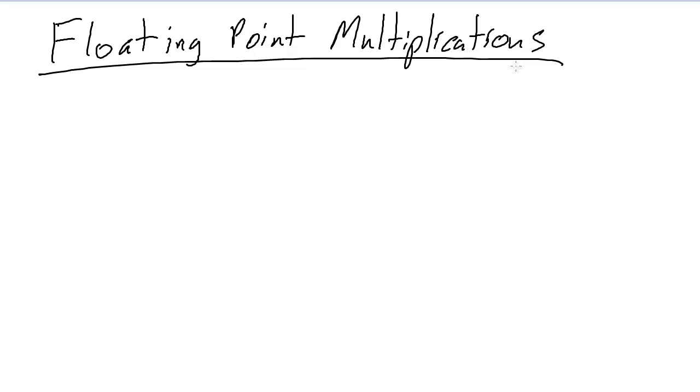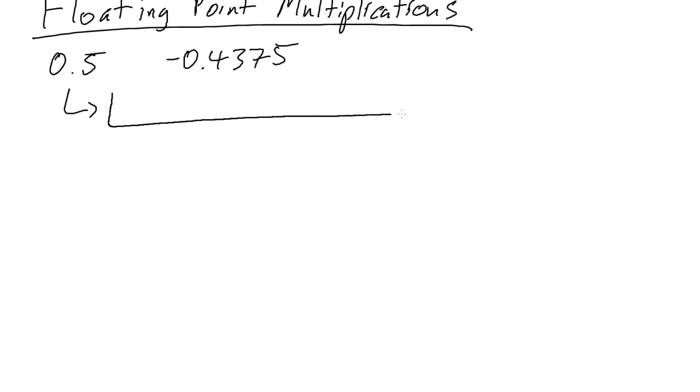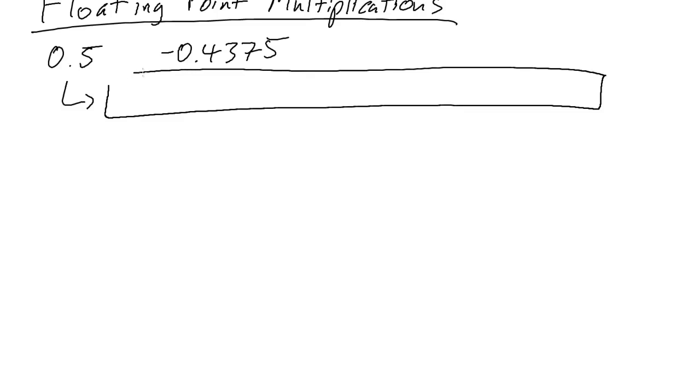So we previously have discussed how floating point numbers are written. For this example, I won't be going over that, but I'll be using the numbers 0.5 and negative 0.4375. There is a video to explain how these numbers are created, but these are the IEEE 754 format representations of these numbers.